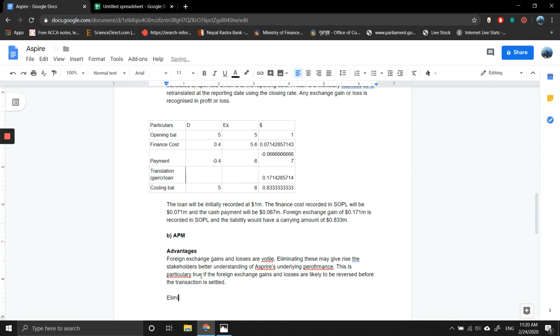Right? Eliminating foreign exchange gains and losses may make Aspire's performance more comparable with entities that do not trade so heavily overseas. Okay.